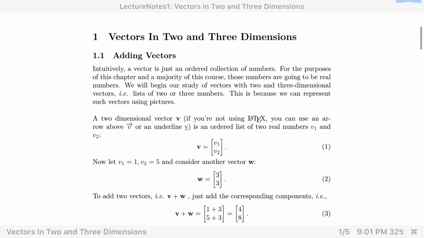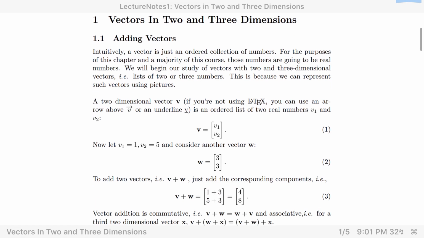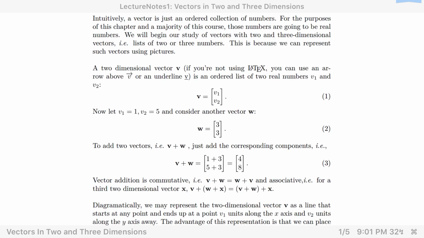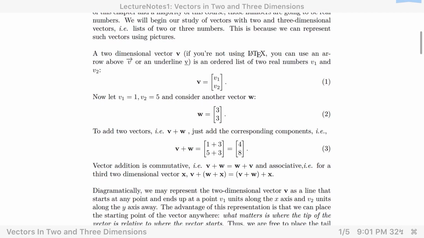So take an example of a vector v in 2 dimensions. It has components v1 and v2. This is a column vector and it has 2 rows, and each row has 1 component. So that is why it has only 1 column. So v1 and v2 are the x component and the y component of the vector.